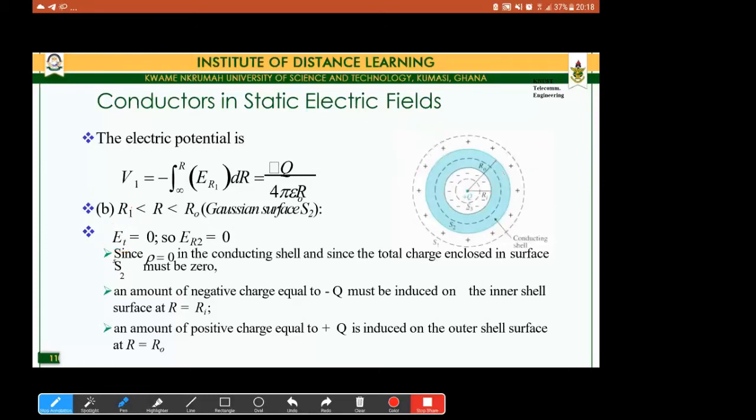And then as we discussed again, because of the force of the electric field exerted on the charges, you will have a negative charge equal to minus Q induced in the inner part, and that's why you have these negatives here. And then a positive charge of plus Q induced at the outer parts of the shell. But inside the shell here, the electric field is zero, and the charges inside there are also zero.